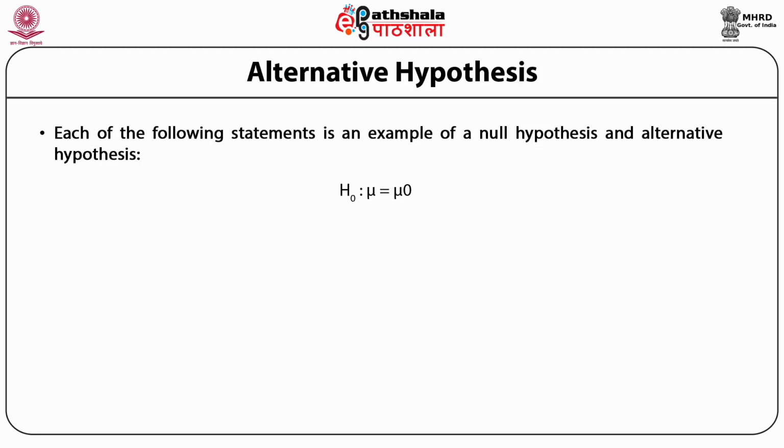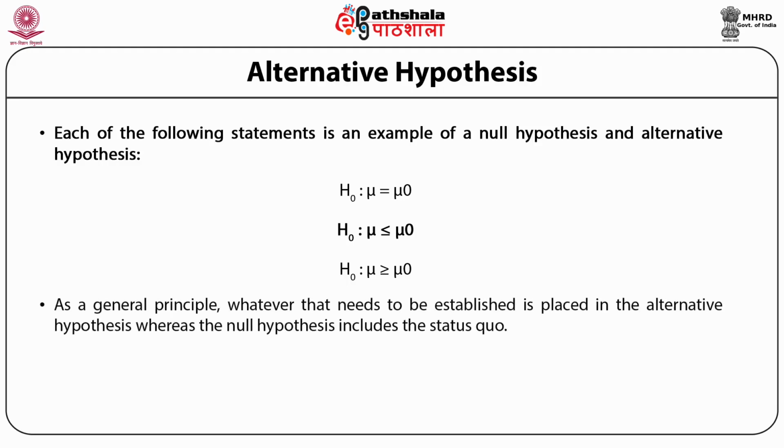In the second case, if we are assuming that the null hypothesis is mu is less than or equal to mu naught, then the relative alternative hypothesis will read as mu is greater than mu naught. Third condition, if the null hypothesis says that mu is greater than or equal to mu naught, the alternative hypothesis for such type of null hypothesis will be mu is less than mu naught.